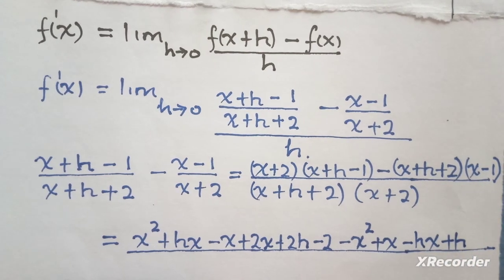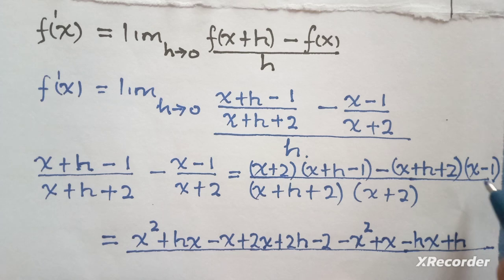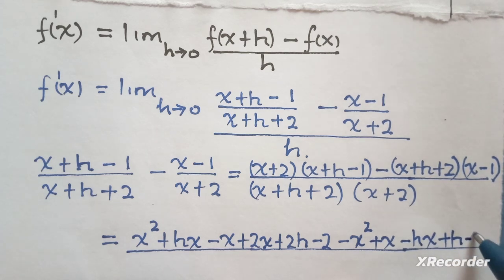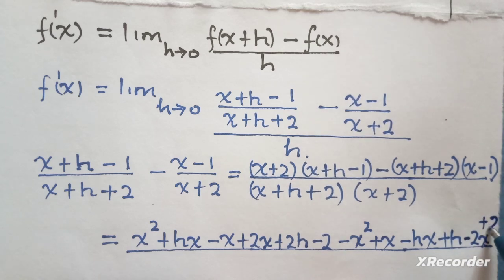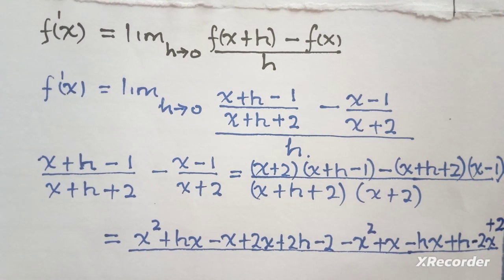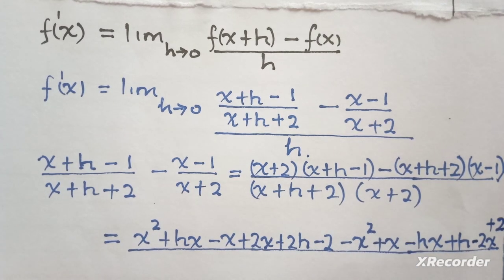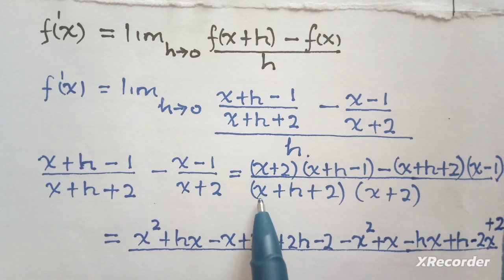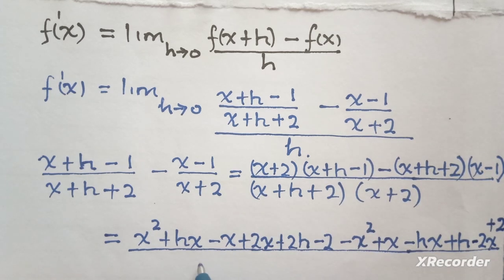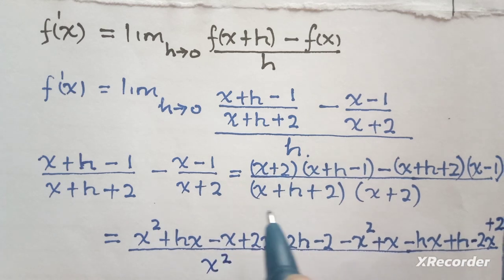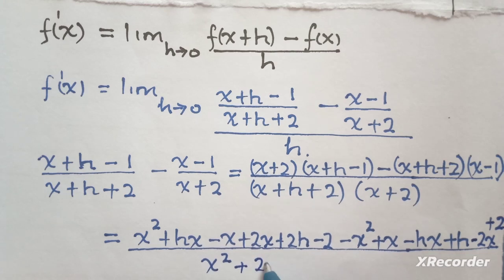Then we come here to 2. Then it will be 2x, which is now minus 2x there. And finally, we shall have minus 2, which is now plus 2. I can write it just there above, like that. So guys, that is our numerator for that. Let's go to our denominator here. Multiply x and x, you shall have x squared. x and 2, you shall have 2x, like that.